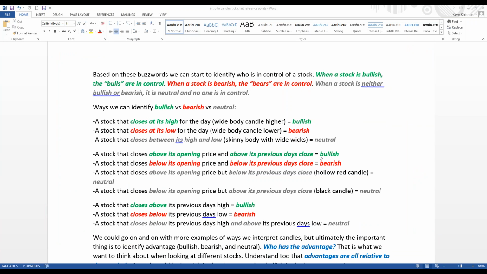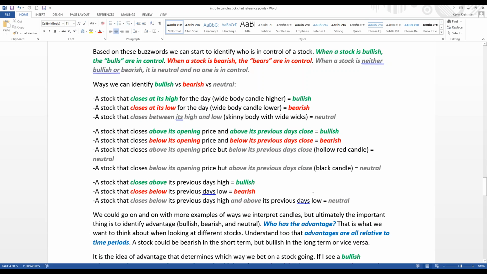You might have a stock closing above its opening price, but below its previous day's close. That's where you get one of those hollow red candles. That could be neutral. A stock that closes below its opening price but above its previous day's close would be a black candle like I just showed you, and that could be a neutral sign as well. Now when a stock closes above its previous day's high, that's bullish. A stock that closes below its previous day's low, that's bearish.